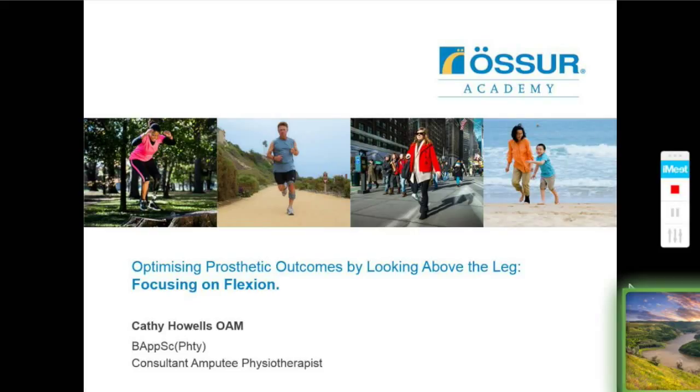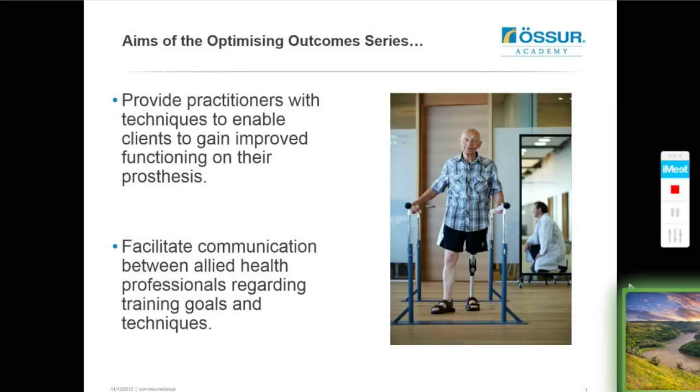Welcome everyone to the next Optimising Outcome webinar, and this one follows on from some questions we had in the last one about flexion. So we're going to be discussing in a little more detail today the effect of flexion above the prosthesis on amputee gait and prosthetic performance.